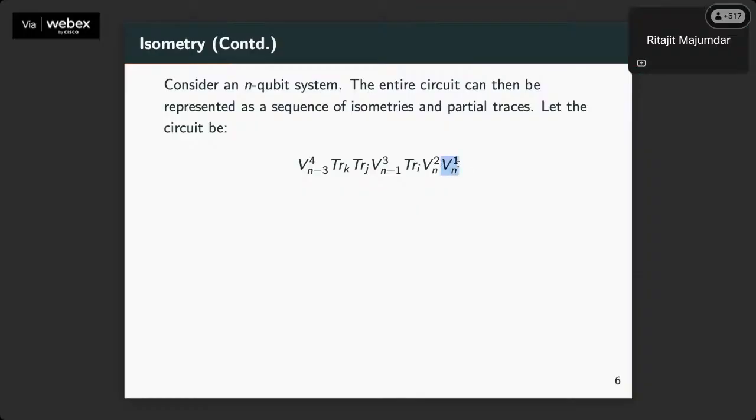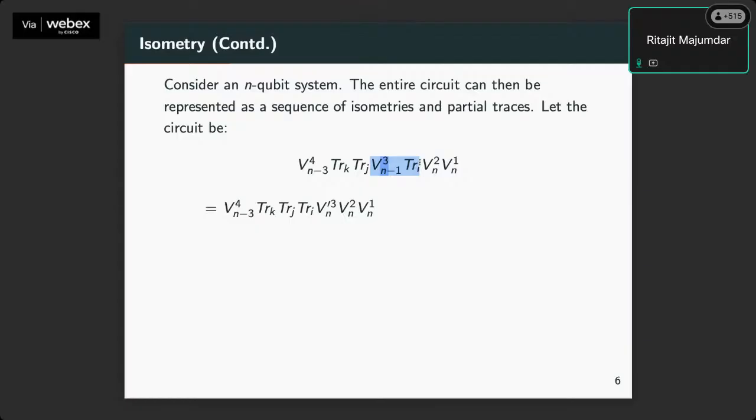So say we have the first isometry, second isometry, then we trace out qubit i, and we are left with n minus 1 qubits. Now we act another isometry, we trace out qubit j, qubit k, two more qubits are gone. We are left with n minus 3 qubits, and this isometry acts on n minus 3 qubits. This first step is actually sufficient if we understand this.